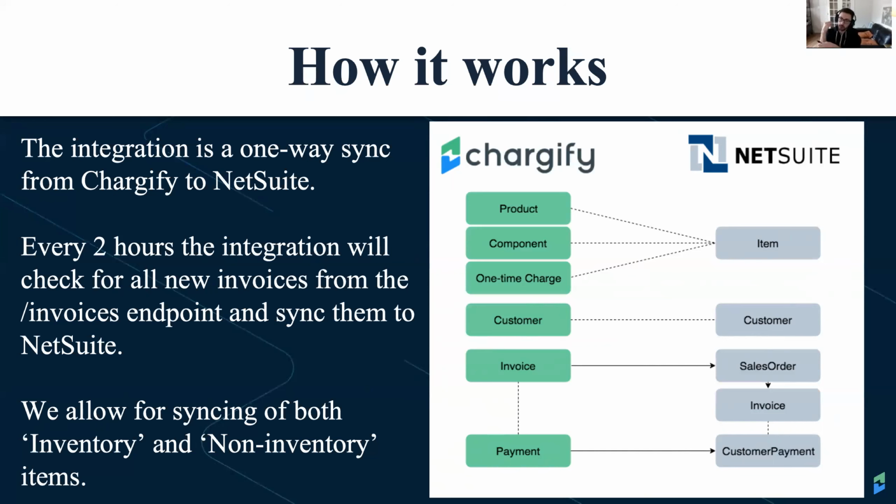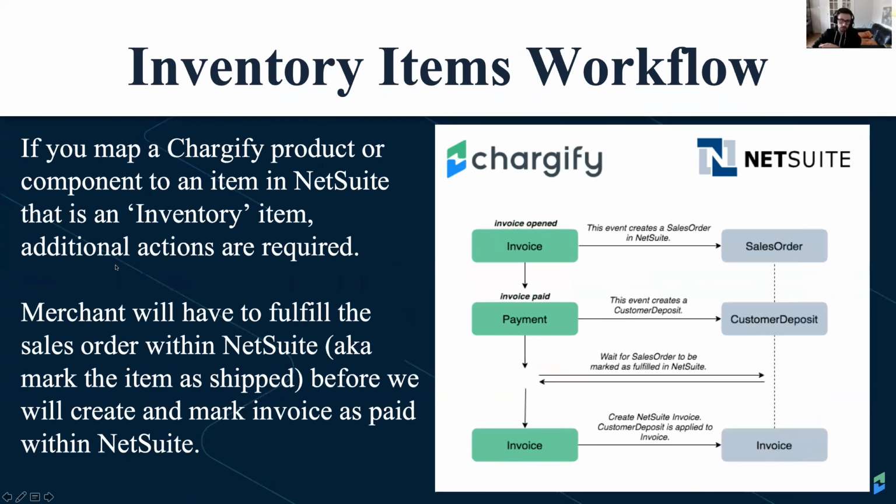And then there would be, again, a payment against that invoice. So just keep that in mind. There's almost 3 parts to the puzzle. For us, it's invoice and payment. On NetSuite, it's sales order, invoice, and then a payment to that invoice. So we'll talk about the inventory items workflow, and then we'll talk about non-inventory items.